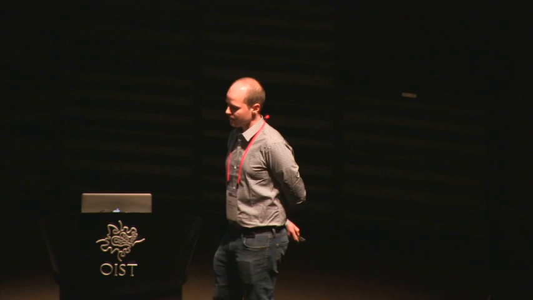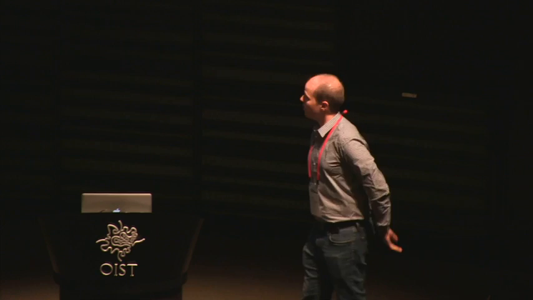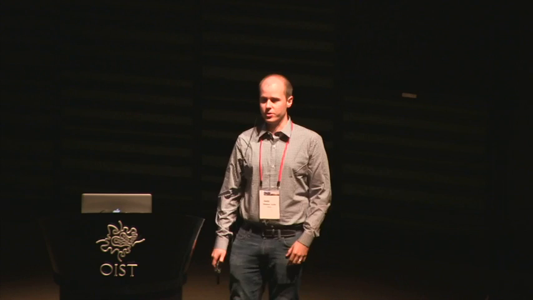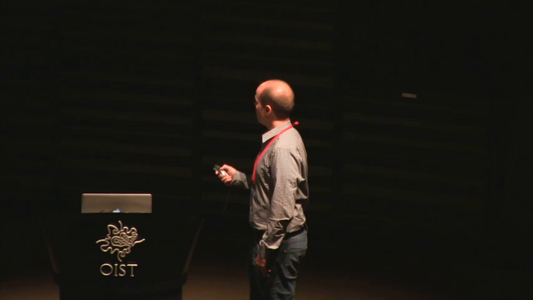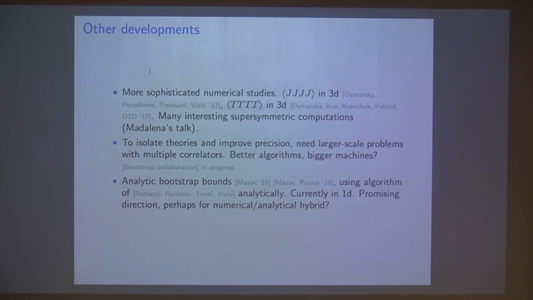There have also been some other interesting developments in the analytic bootstrap, one of which I wanted to mention: some bootstrap bounds that can be proved analytically using the algorithm of Rattazzi, Rychkov, Tonni, and Vichi, but doing it analytically without any computer searches. Currently, the way this works is in one dimension, looking carefully at the structure of conformal blocks in one dimension and constructing functionals analytically and using them to prove things about the crossing equation. And I think this is a really interesting and promising direction.